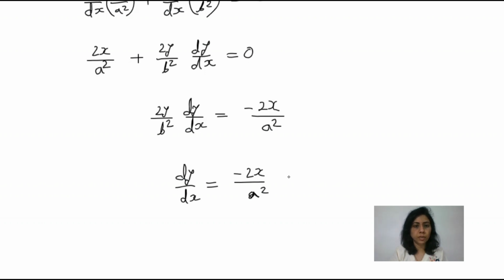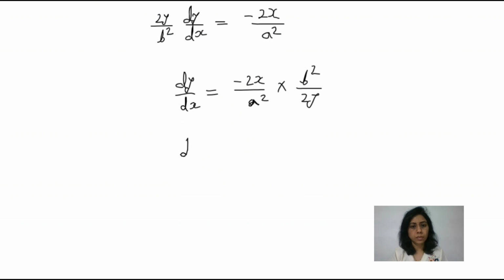So this side divide. It means when we multiply, b square goes on top in the numerator, and this is 2y. So here 2 cancel. Dy upon dx is equal to minus b square x upon a square y, and 2 and 2 cancel, and this is our final answer.